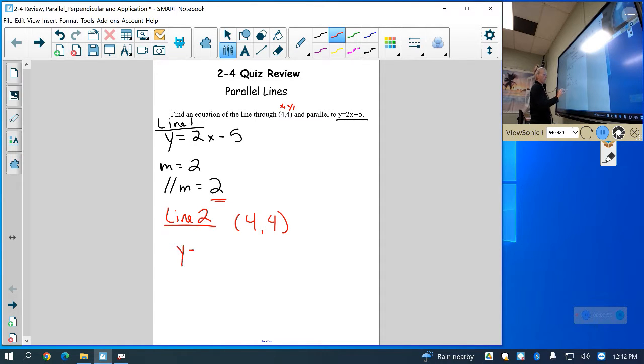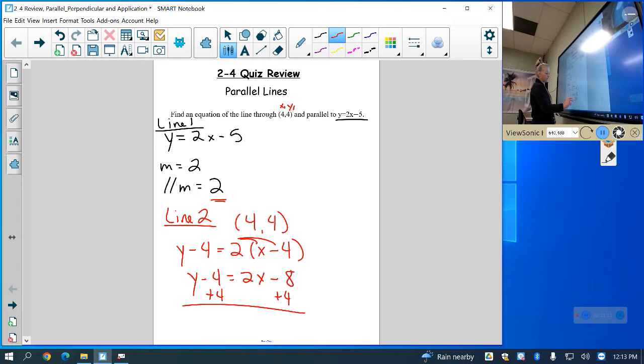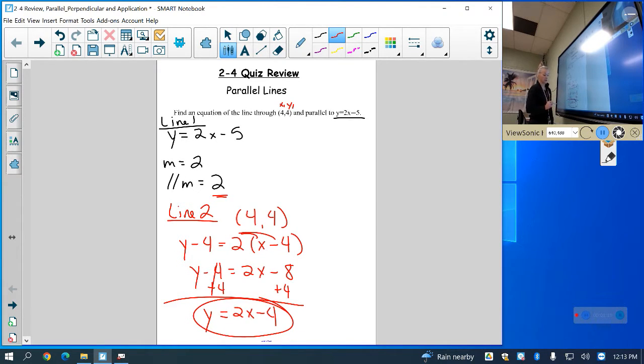So my point is 4, 4, and my parallel slope is 2. So I have y minus 4 equals 2 times x minus 4. Solve for y. So I have y minus 4 equals, distribute your 2, 2x minus 8, add 4, and I have y equals 2x minus 4. So my parallel line is y equals 2x minus 4. And the reason they're parallel is because the slopes are the same.